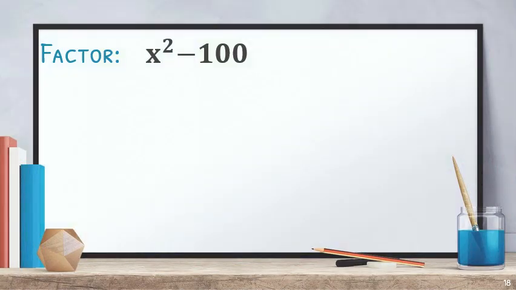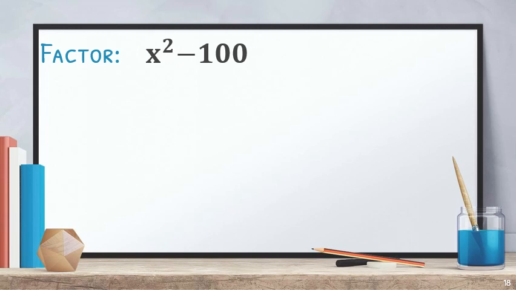First example, factor x squared minus 100. Make sure that the given is a difference of two squares. Make sure that the sign or the operation used is minus and the two terms are perfect squares. x squared is a perfect square since its exponent is divisible by 2. 100 is also a perfect square number.